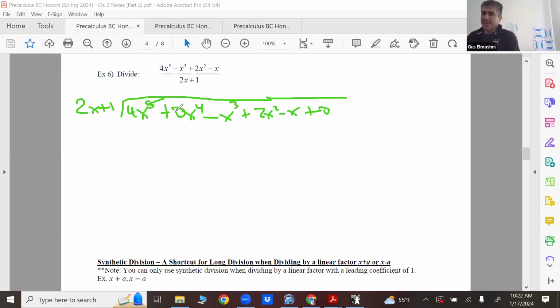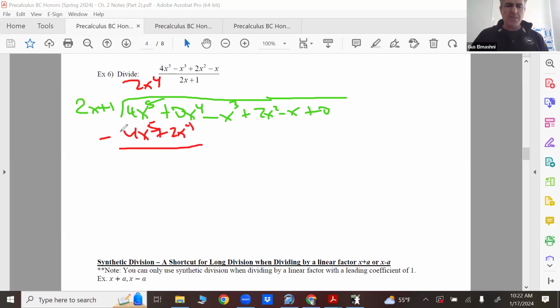Oh boy. Okay. What do you multiply 2x plus 1 by to get 4x^5? So it becomes 4x^5 plus 2x^4. And why do you think I'm putting parentheses around all that? Make sure you don't mess up the arithmetic, right? Because it's -2x^4 now, not positive.